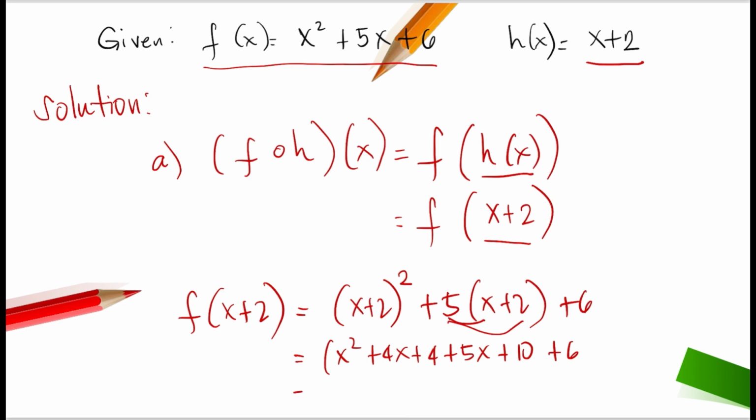Okay, let's combine similar terms. Just bring down x squared. Then let's combine 4x and 5x, and that is now plus 9x. And combining positive 4, positive 10, positive 6, and that is plus 20. And therefore, this is now the composition of f and h function.